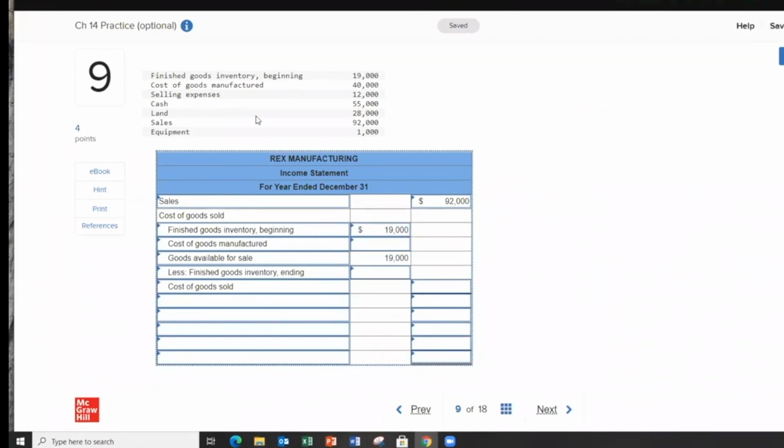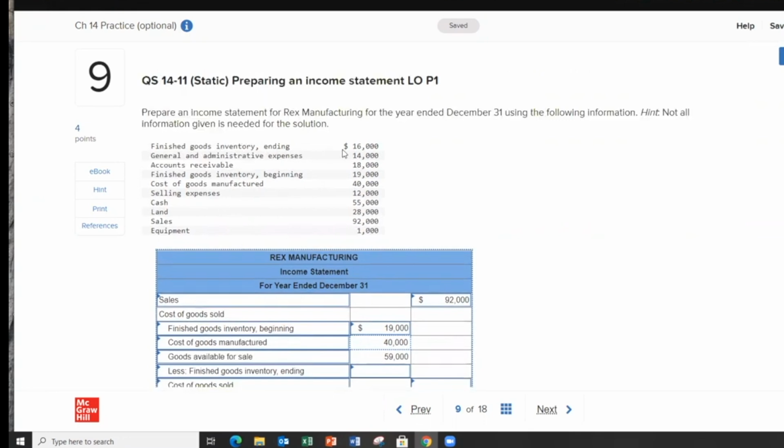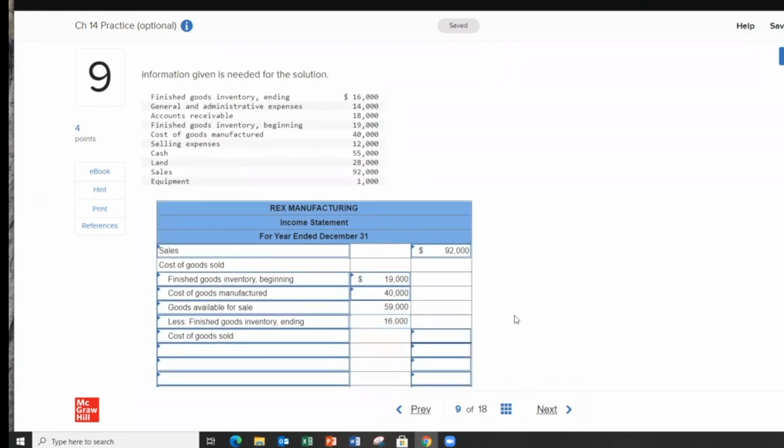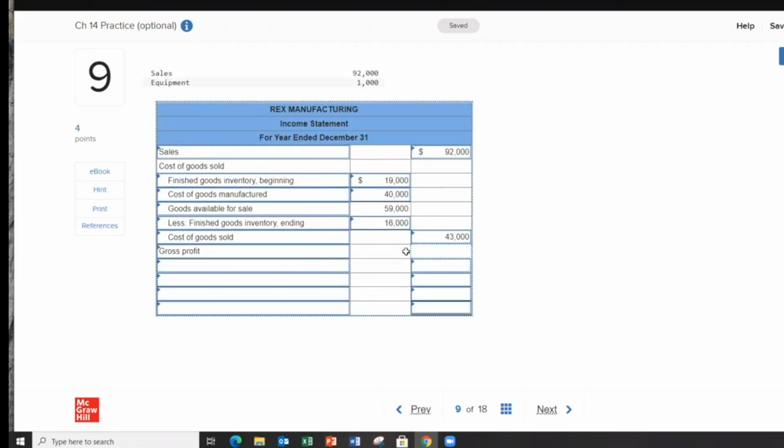Cost of goods manufactured is given to you as 40,000, which means we had that available to sell, 19 plus 40. But we ended up with 16,000, as it tells us. So our cost of goods sold is 59 minus 16. So that's 43,000. So sales minus cost of goods sold equals gross profit, which is 49,000.